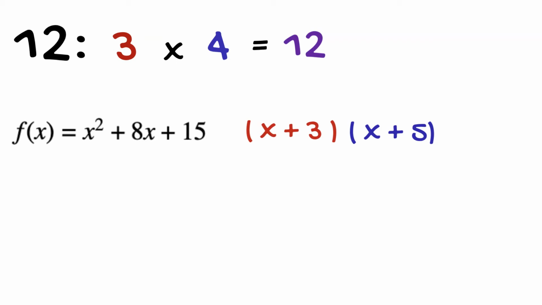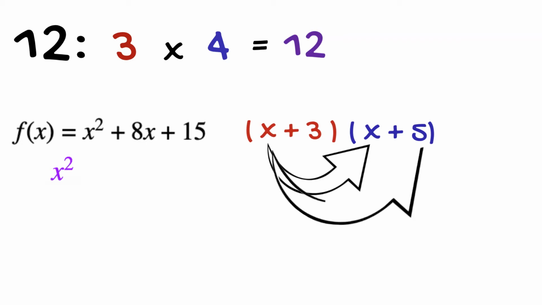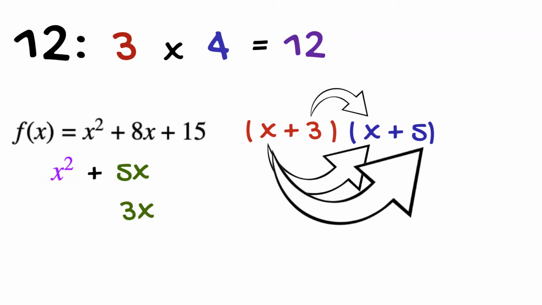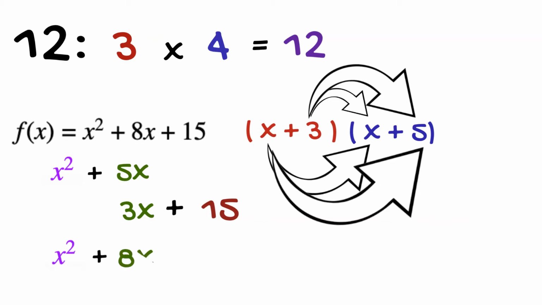I'll show you. If we use the FOIL method, x times x gives us x squared. X times 5 gives us 5x. 3 times x gives us 3x. And 3 times 5 gives us 15. Now, when you combine those like terms, you get your original function, f of x equals x squared plus 8x plus 15. So how do you find these factors based on the function that you're given?